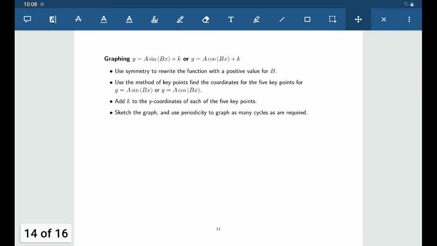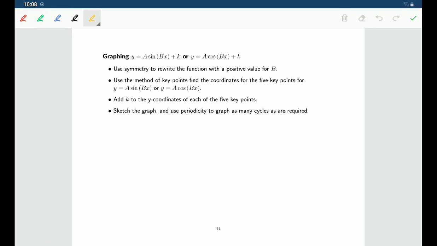So one more transformation that we can work in, of course, is a vertical shift. And so if we have an amount k added to the end of our sine function or our cosine function, this is a shift upwards or downwards. If k is positive, shifting it upwards. If k is negative, shifting it downwards.